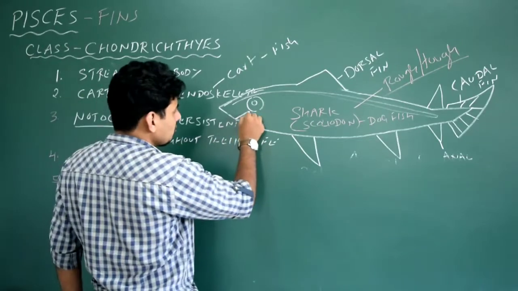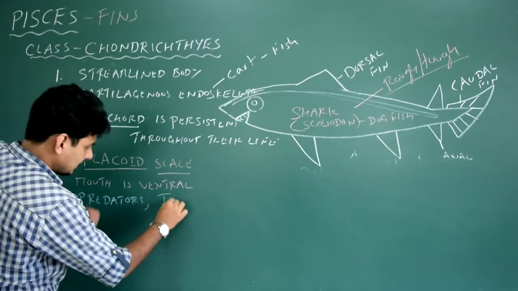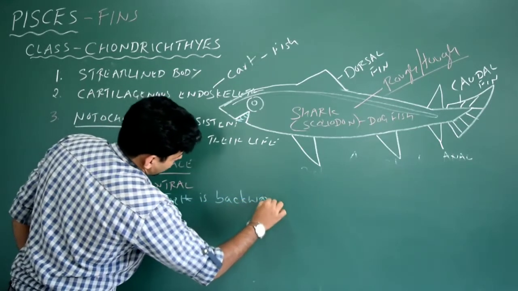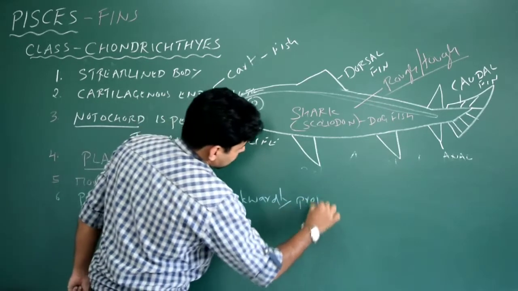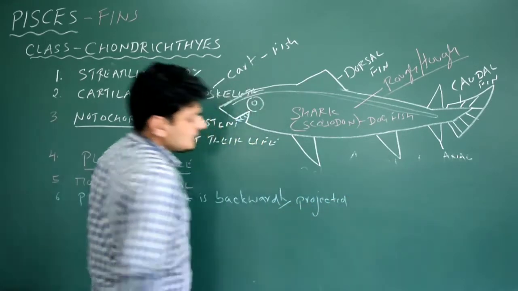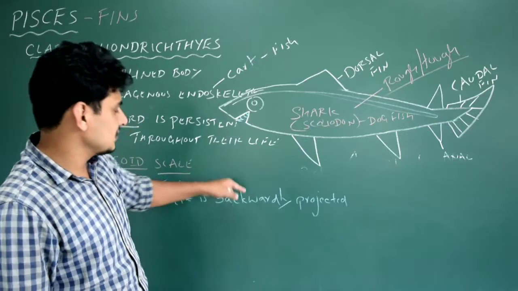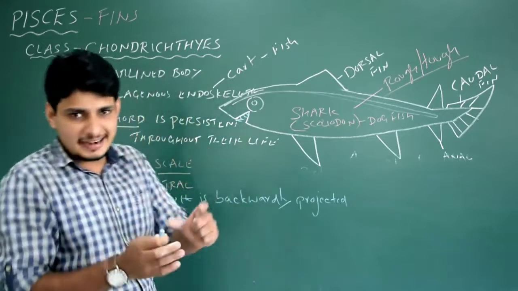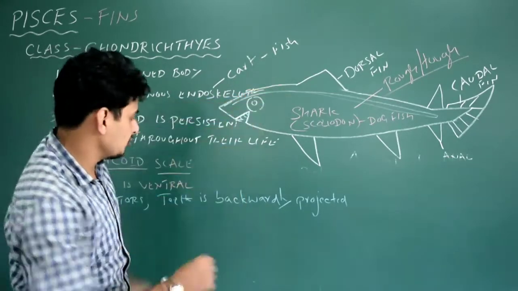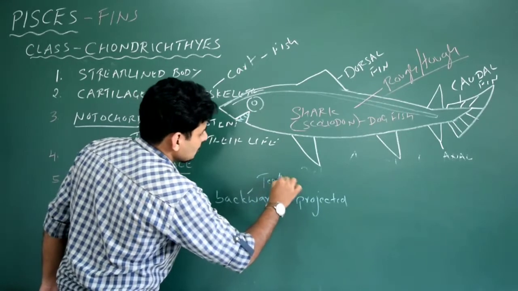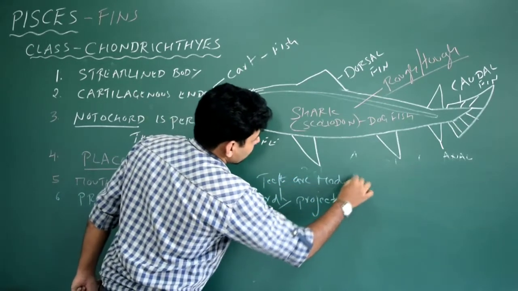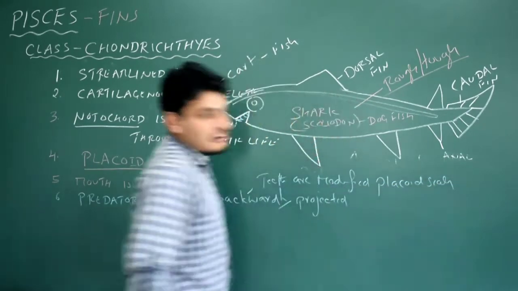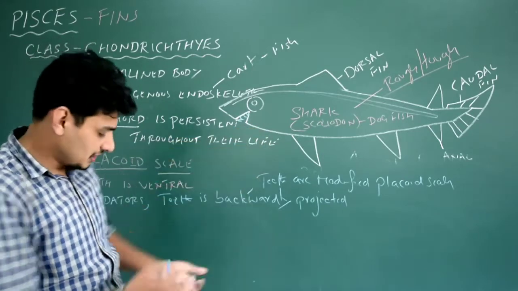Okay. Then next, you may get a question in your competitive examination. The teeth, as I said, are backwardly projected. Yes, we know that. Now the question is which particular structure makes these teeth in the Chondrichthyes? These teeth are made up of modified placoid scales. So we write here, teeth are nothing but modified placoid scale. That's it. Modified placoid scale. Got it? So this is the important thing now.